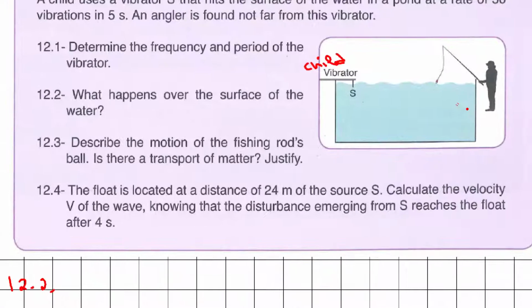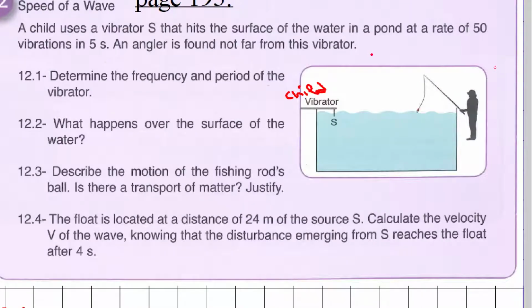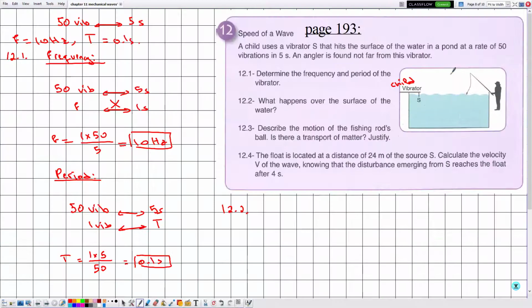Now what happens over the surface of the water? Because this child is causing vibrations at this point, we will start to observe some vibrations on the surface of the water. In reality we will observe circular waves that are like this, but it's not very important for us. So what we will observe is waves on the surface of water.